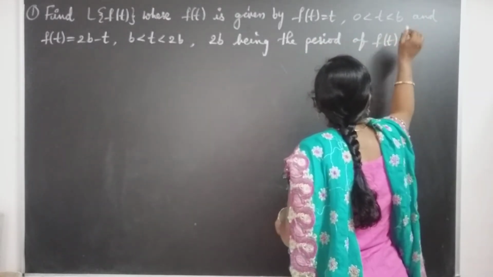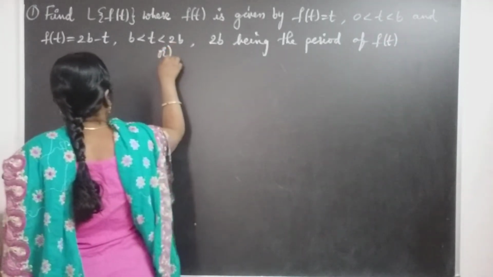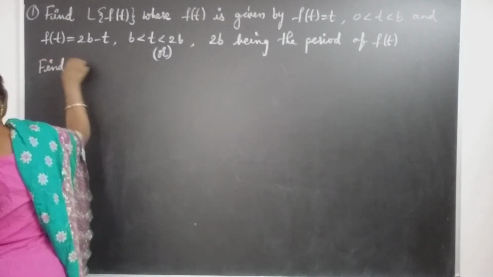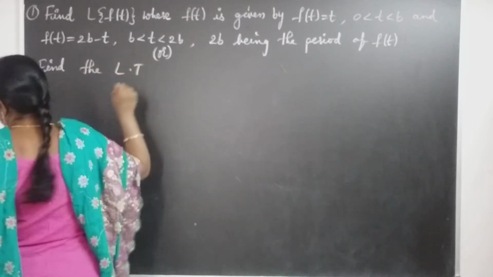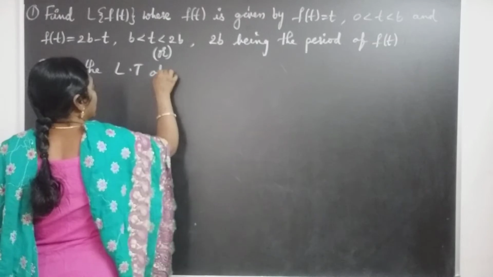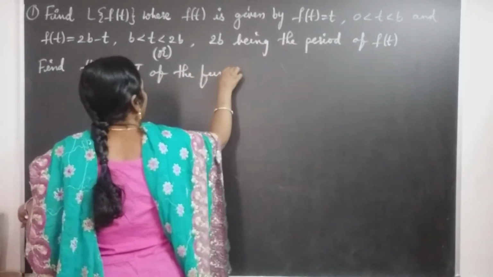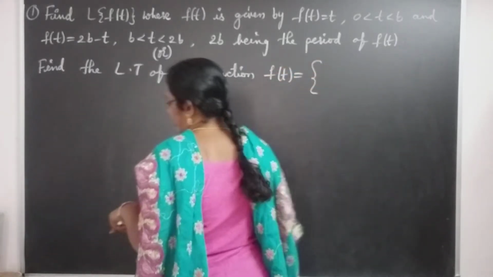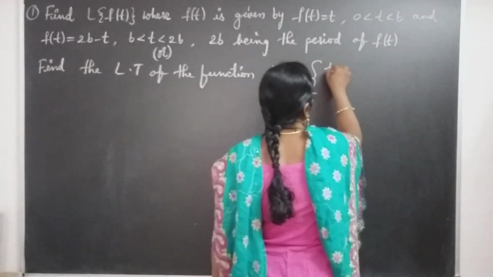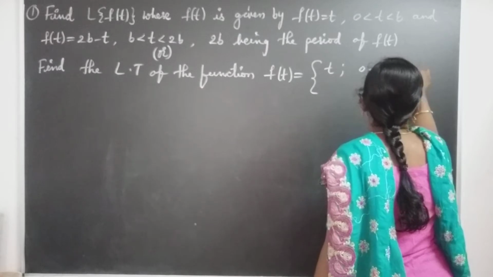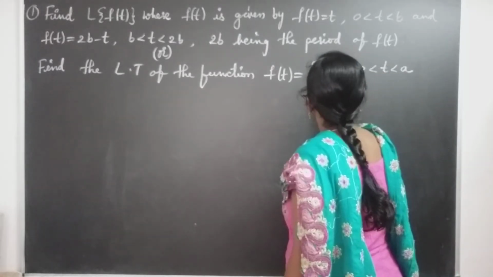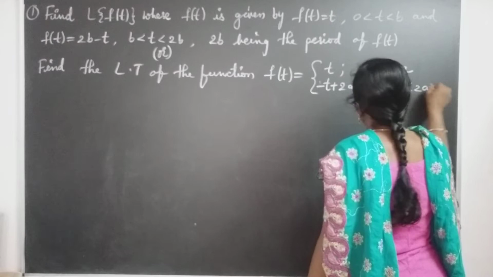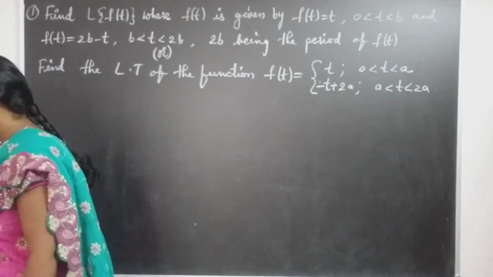The same problem can be asked in another way: find the Laplace transform of the function f of t equal to the set of t such that 0 is less than t is less than a, and minus t plus 2a for a is less than t is less than 2a. Here 2a is the period of the function.